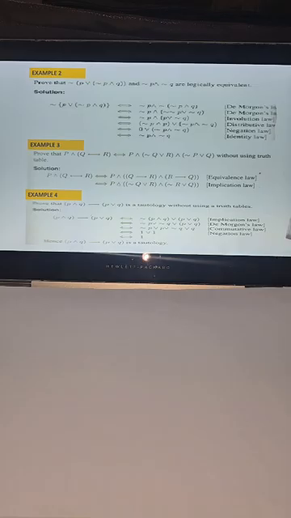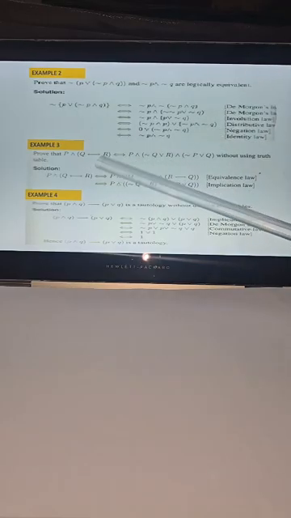Third example says that P and Q biconditional statement with R is equivalent to (P and negation Q) or (R and negation P or Q) without using truth table.